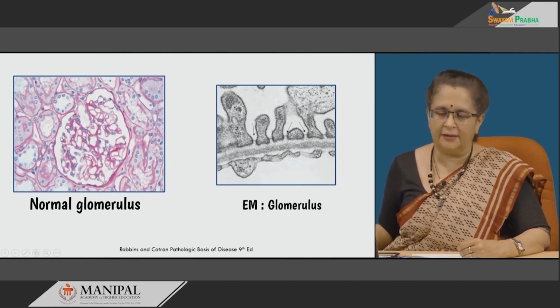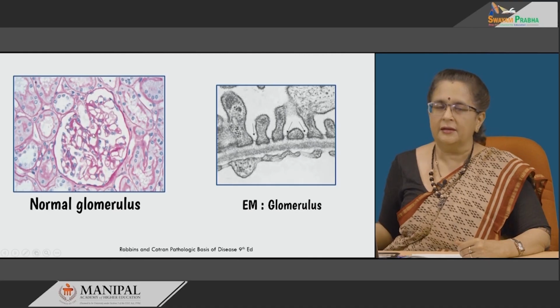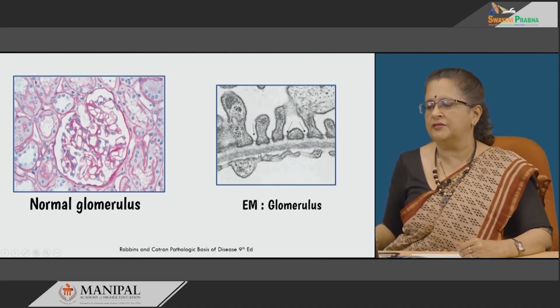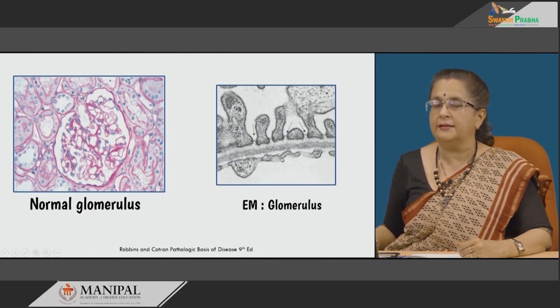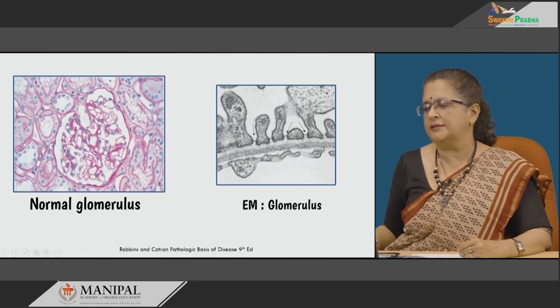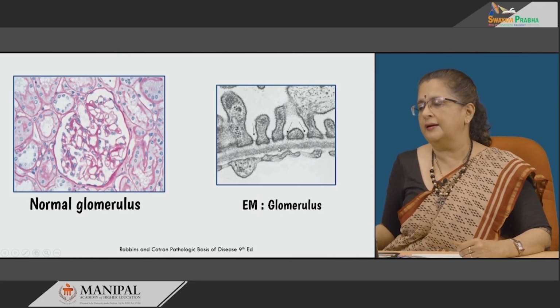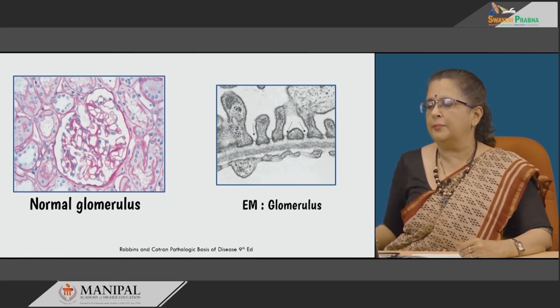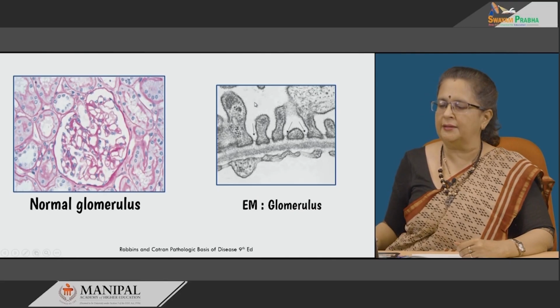This is a special stain, the periodic acid Schiff stain, also known as PAS stain, and this is the electron microscopic picture of the same, and this is the filtration unit comprising the inner endothelium that is fenestrated, then the glomerular basement membrane which has a lamina rara interna, lamina rara externa and the lamina densa, and abutted by the various foot processes which you see here comprising the components of the visceral epithelial cell.